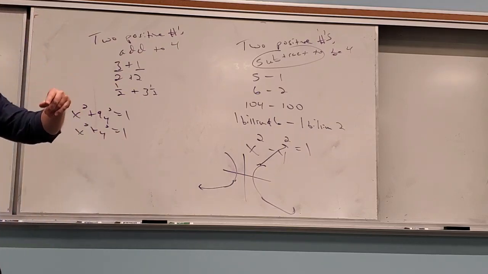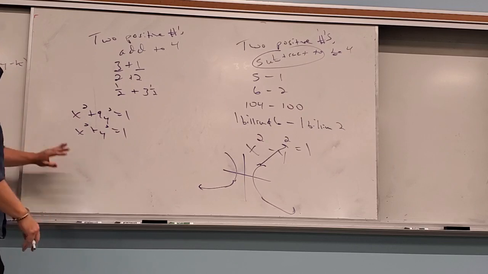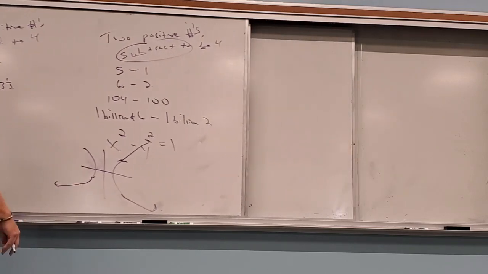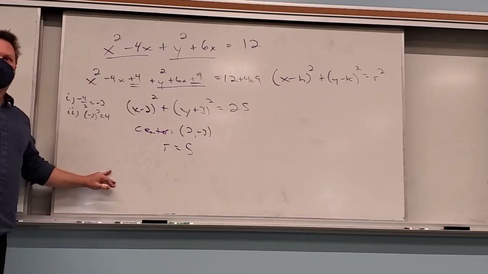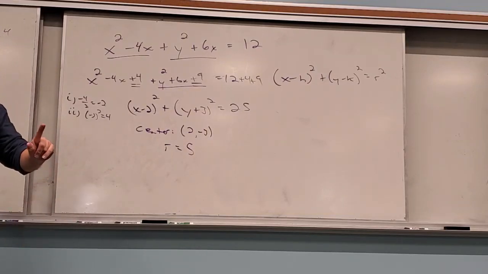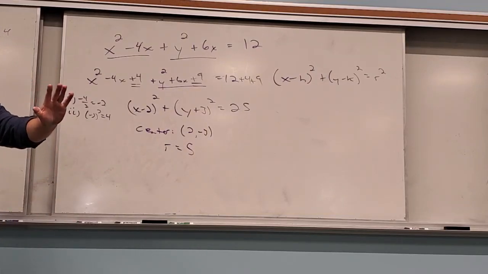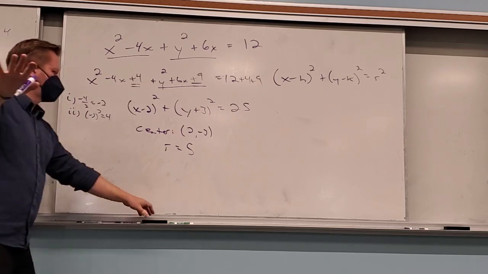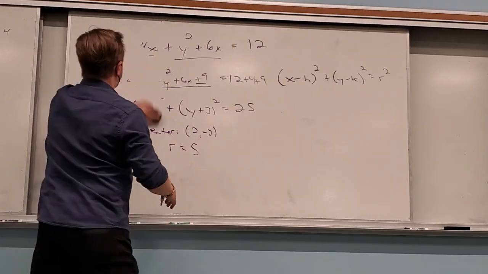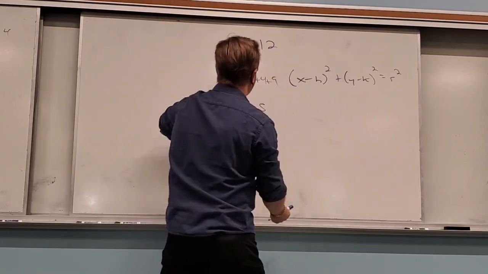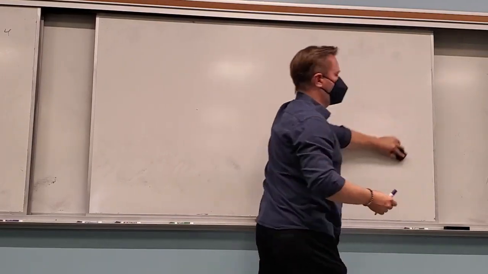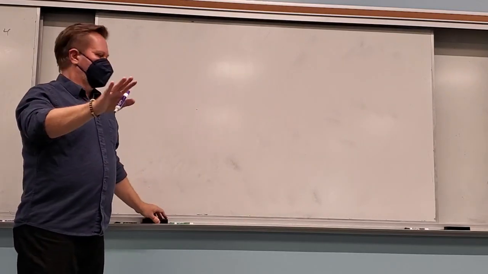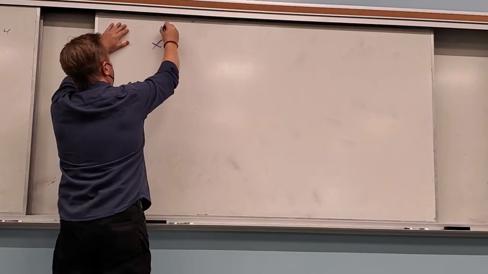So let's look at hyperbolas and then we'll call it a day. Hyperbolas are going to be just a little more complicated. They just are. But not that much more. So a hyperbola looks exactly like an ellipse, except it has a minus in the middle instead of a plus. That's the only difference. So let's say I have this.